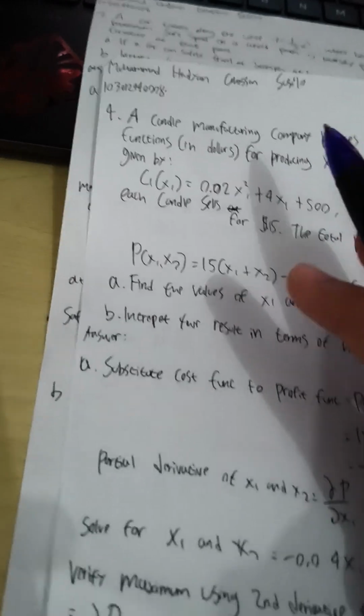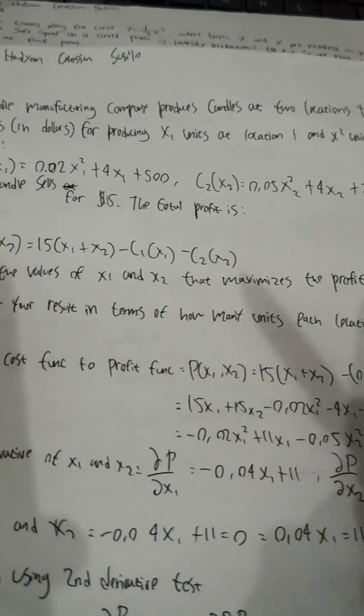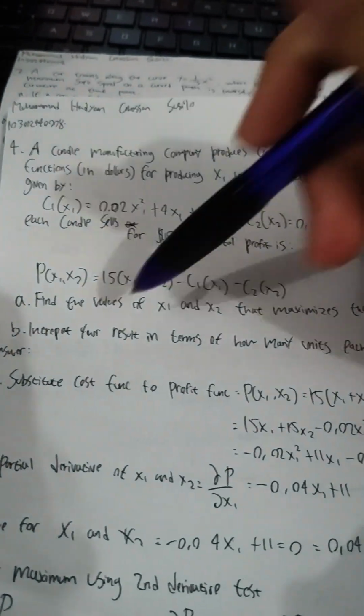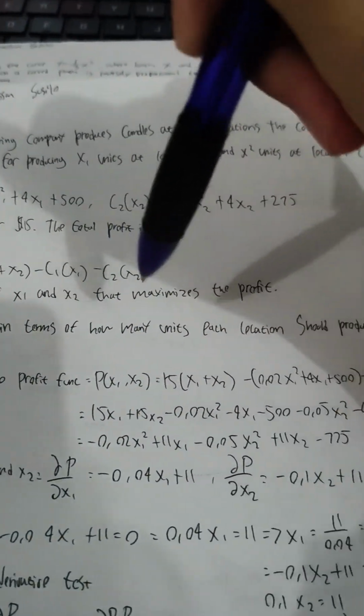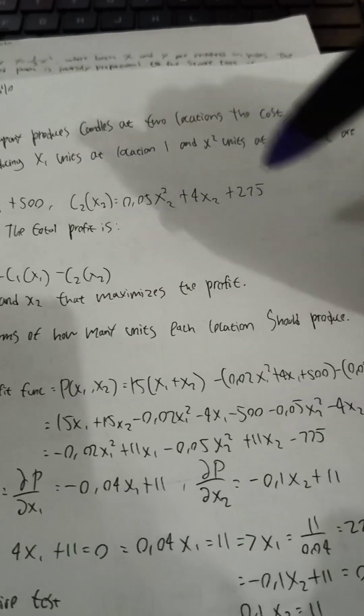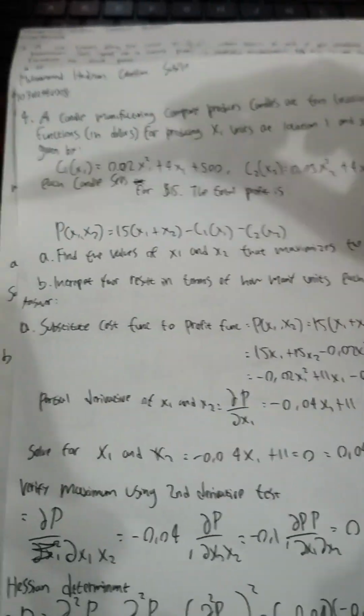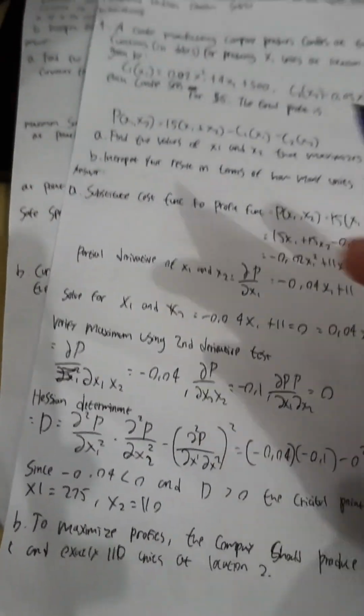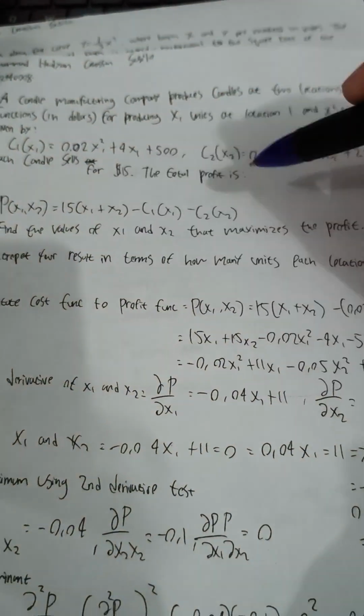Now we need to do 2 things. Find the values of x1 and x2 that maximize the profit, and interpret your result in terms of how many units each location should produce. Look at all those number-do's. Alright. So, how do you find the values of x1 and x2?